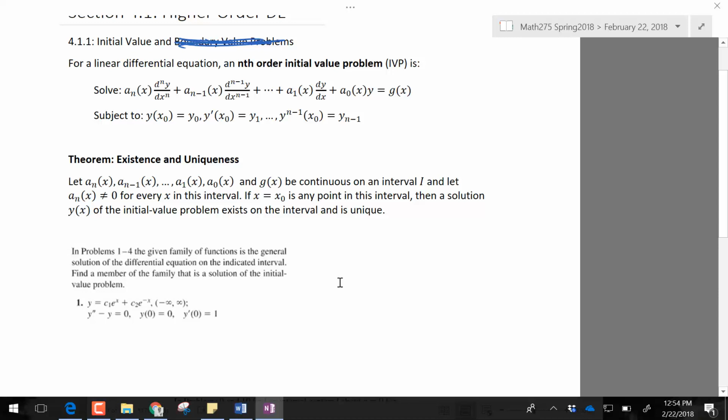So here we're given a family of solutions. So this would be your, quote, general solution. So given a family of solutions, general solution for the differential equation in the indicated interval, find a member of the family that's the solution to the initial value problem. So our initial value problem consists of a differential equation and enough initial conditions that would make it an IVP. So this is a second order differential equation. We should have two initial conditions.